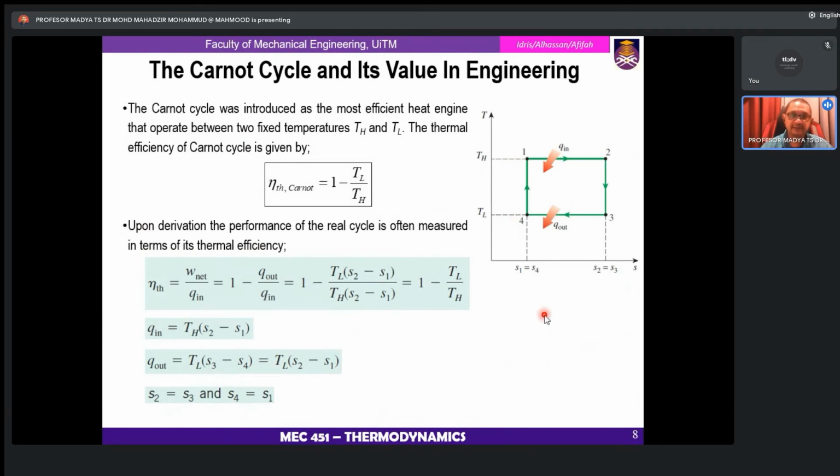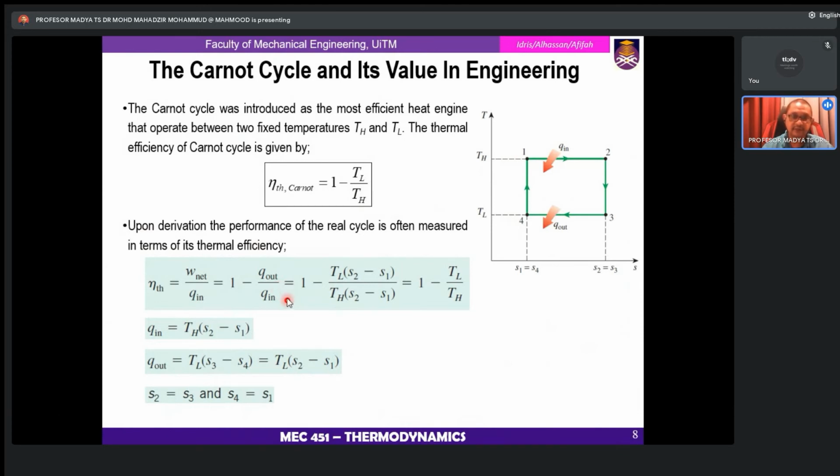The performance of real cycles is often expressed in terms of thermal efficiency. When we derive it for heat engines, we know that the general equation is W_net over Q_in, where W_net is Q_in minus Q_out. So we simplify these equations.